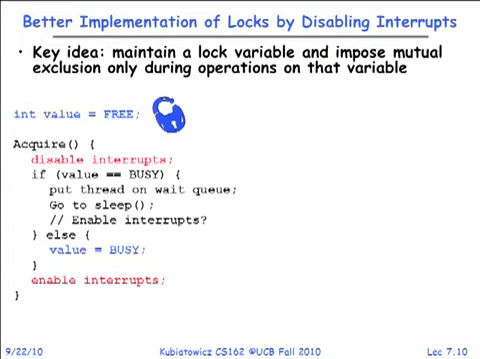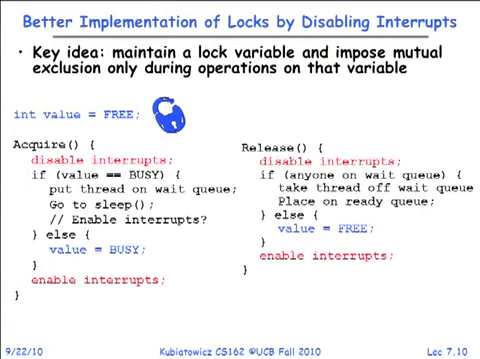Here's what acquire looks like. Acquire disables interrupts, says if the value is busy, put the thread on the wait queue and go to sleep. Otherwise, it sets the value to busy and exits. Hopefully this path between disabling and enabling is fairly fast, so we don't actually disable interrupts for very long. Now let's take a look at release. Release disables interrupts, says if anybody's on the wait queue, take a thread off the wait queue and put it on the ready queue. Otherwise, set the value to free and exit.